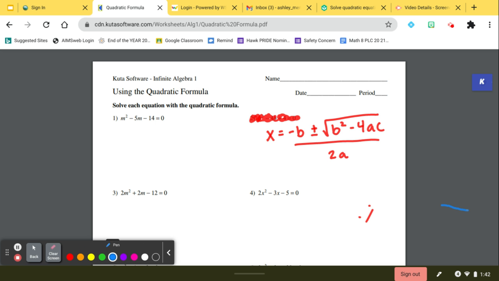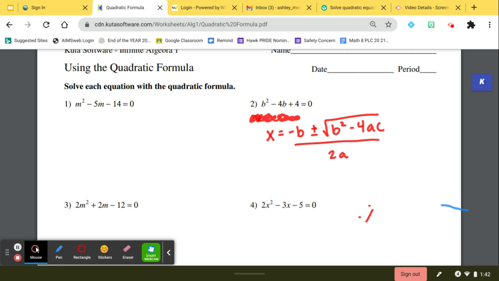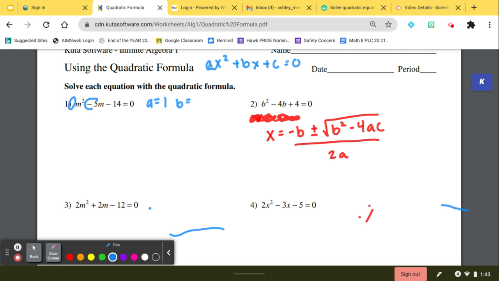So, and I want to be able to zoom in. So, doing number 1 with my quadratic formula, we need to identify a, b, and c. Well, our quadratic formula in standard form is always ax squared plus bx plus c equals 0. So this one's in standard form for us. So our a is what's multiplied with x squared. So since I don't have a number here, it's always going to be 1. So a is equal to 1. b is equal to negative 5. And c is equal to negative 14.